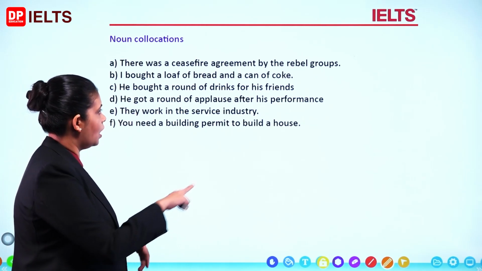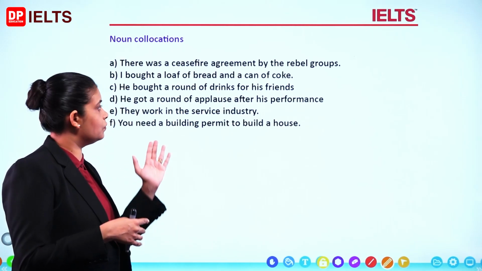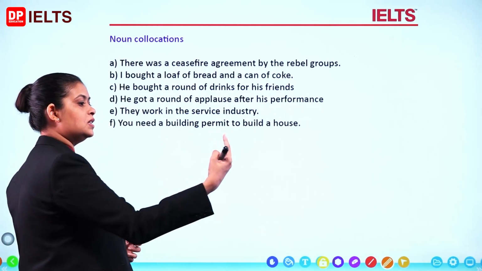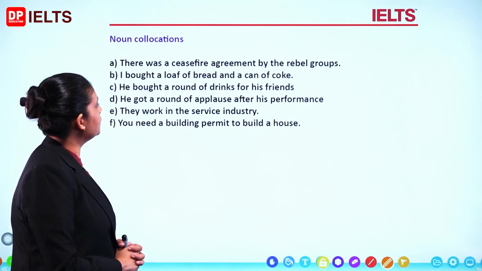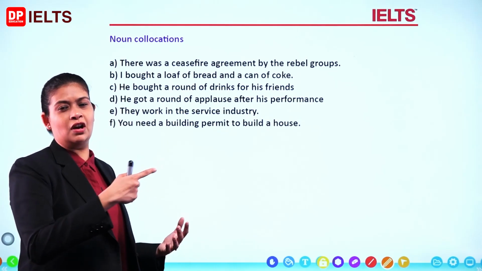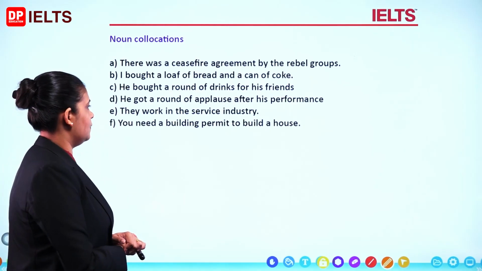So it's not round of drinks, okay? Round can, it's not a round. So round of drinks, you should be able to understand round of drinks means just one time he bought them drinks. He got a round of applause after his performance. Again, round. It doesn't mean round, but basically just one time. Everyone just gave him a clap.